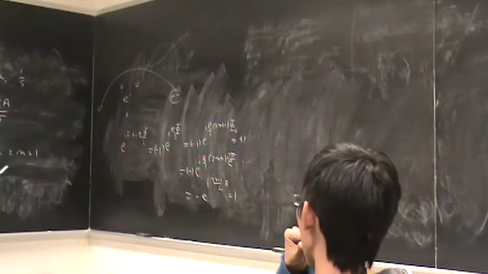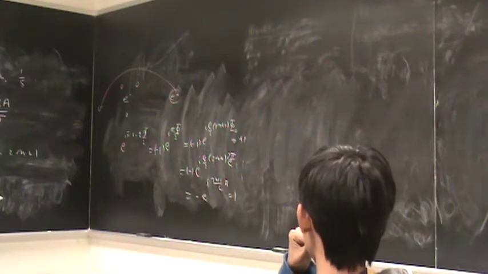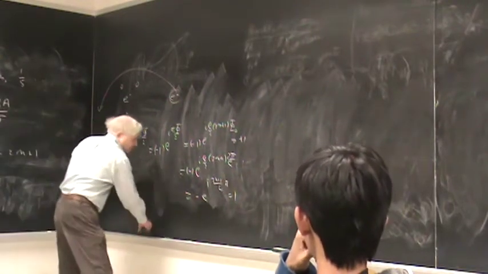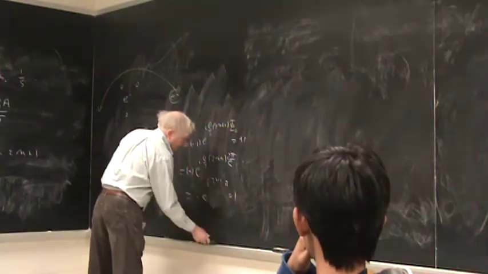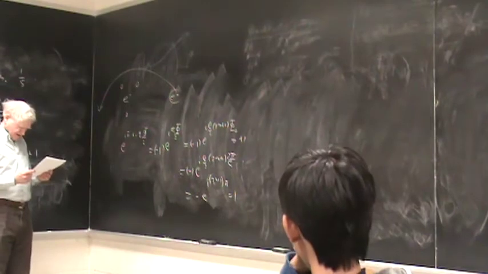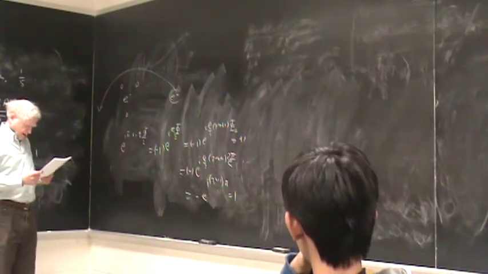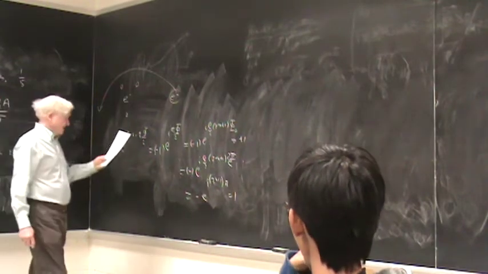Well, it's automatically 1, because that's... Oh, hold on a second. The 2's cancel. Yeah, there's a typo there in the notes. Okay, so this way the electrons can condense.